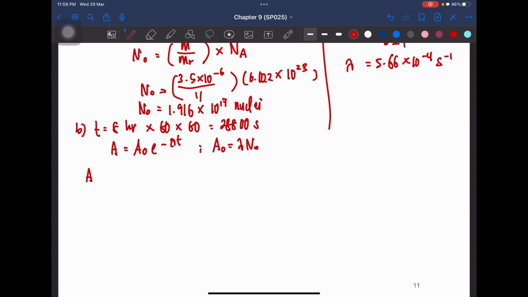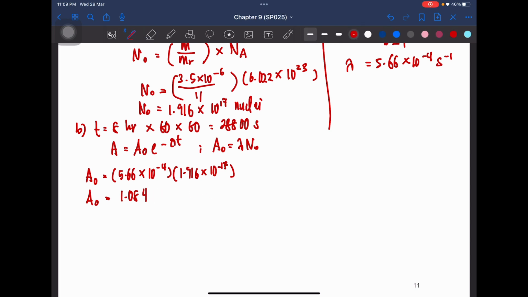So lepas dapat decay constant, kita boleh cari the initial activity. 5.66 times 10 negative 4. This is 1.916 10 negative 17. Okay, 5.66 negative 4 times 1.916 negative 17. So you'll get the initial activity to be 1.084456 times 10 negative 20. Wait, do I need to write that long? Let's just write it lah. Kan?